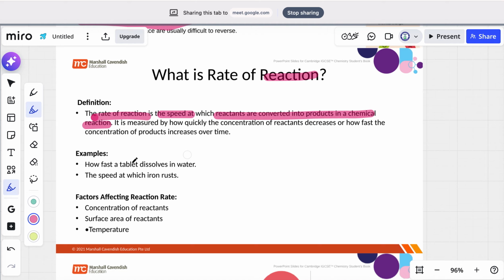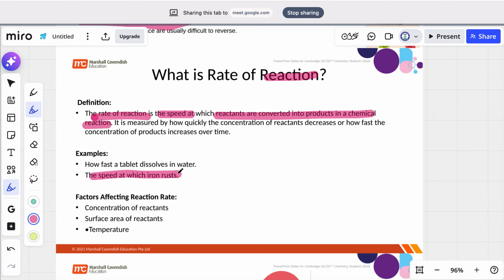Now let's take a look at examples of it. That tells you the rate. How fast it dissolves in water, that tells you the rate. The speed at which the iron rusts. You know iron? When you leave iron in air, water and moisture touch it, and the iron is eventually going to rust; that is the rate of that reaction. Now let's take a look at factors that affect the rate of reaction, meaning, what are those things that increase or decrease the rate of reaction?